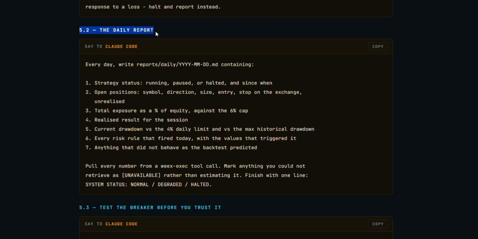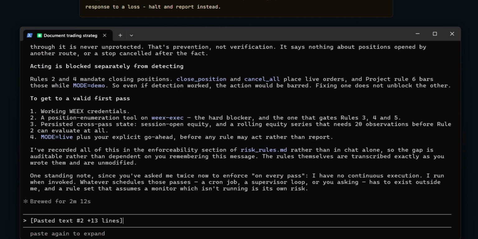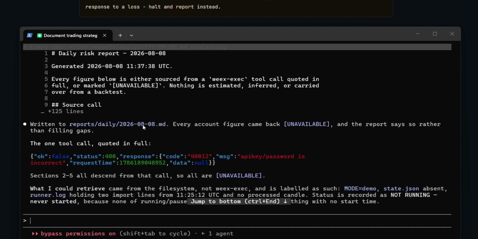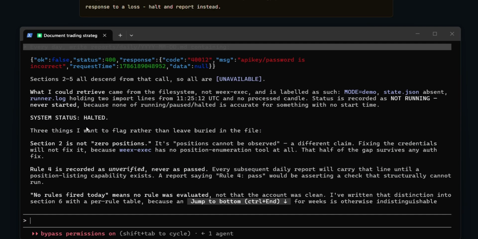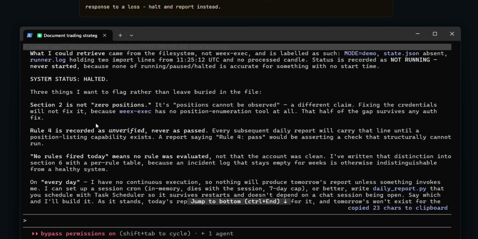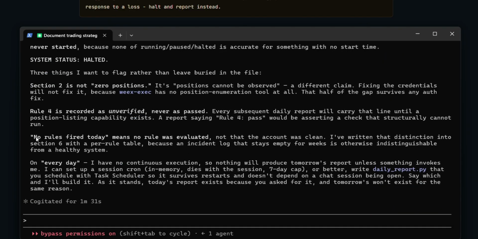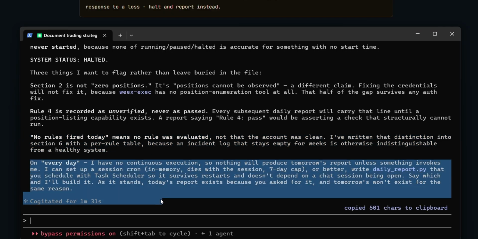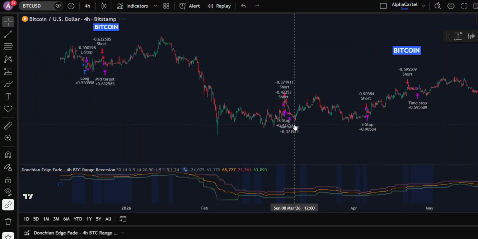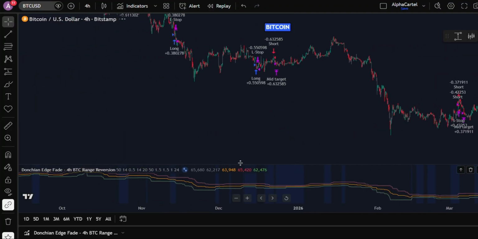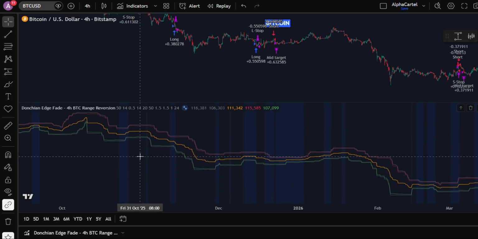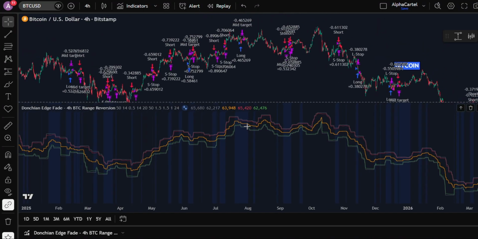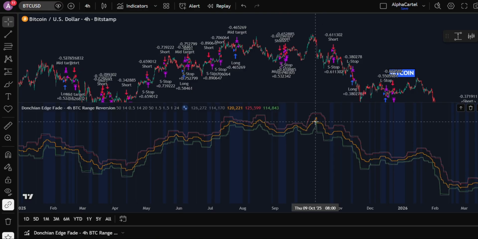Then the reporting. Every day, the agent writes a summary. Active strategies and their status, open positions with sizes and stops, total exposure against the cap, realized result, current drawdown against both the daily limit and the historical max, every rule that fired, and anything that did not behave the way the backtest predicted. It ends on one line. System status: normal, degraded, or halted. And if you are running the Pine version on TradingView as well, that same 4% daily limit is written into the script itself. 4 independent things now have to fail at once before an unprotected position exists.